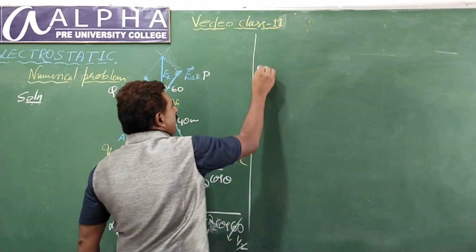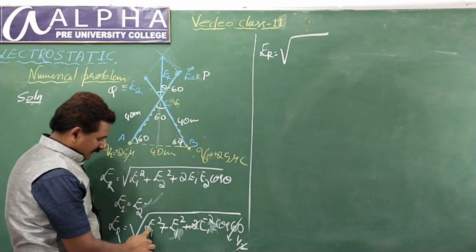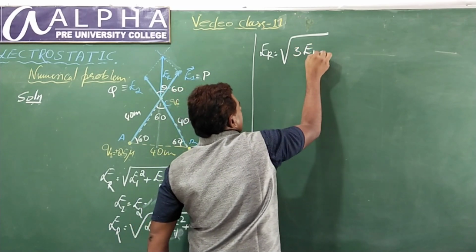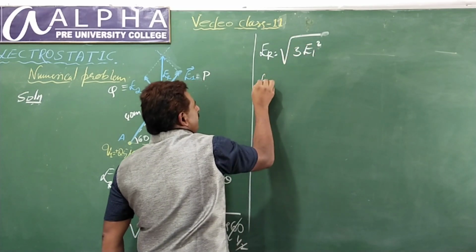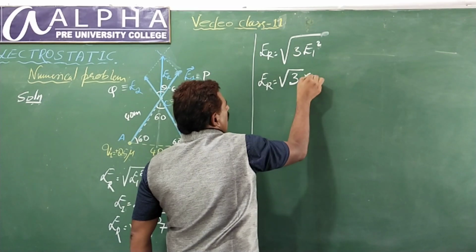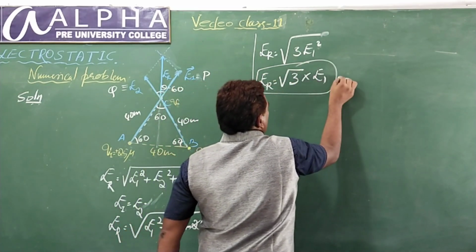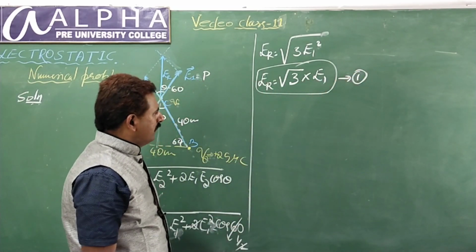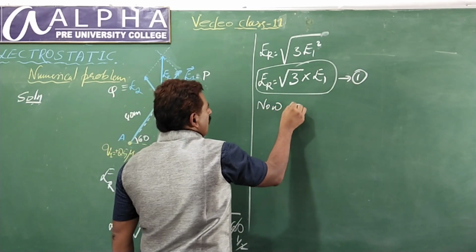You are left with ER equals the square root of E1 square, E1 square, E1 square, that is 3 times E1 square. Right? So the square cancels the root. That's why ER equals root 3 into E1. So you need to find the value of E1 and put it in equation 1. We will find the resultant value. Now find the value of E1.